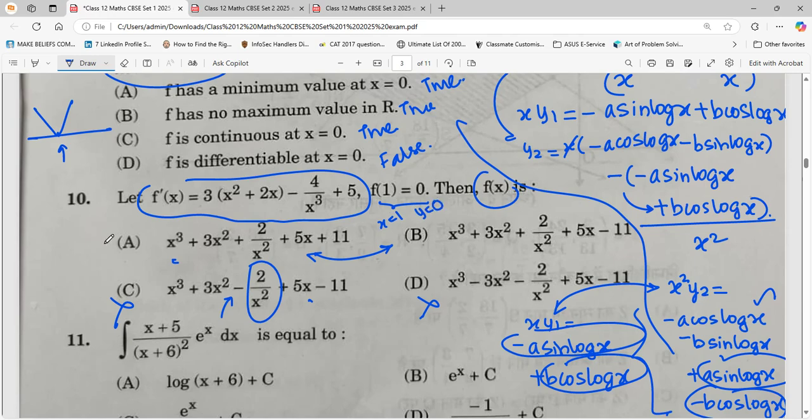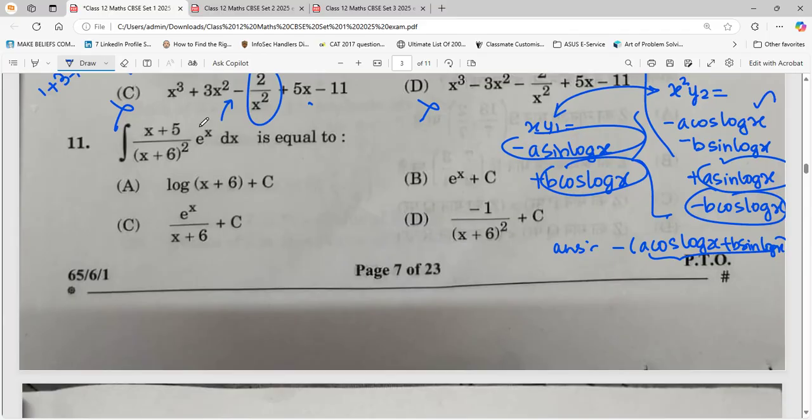So we have 1. So I'm going to go with option A. If option A fails, then option B becomes the answer. So if x is equal to 1, so 1 cube plus 3 plus 2 plus 5 plus 11, that's a lot of pluses. So it is definitely not going to become 0. So option A fails. The answer is option B. So it's going to be what? 1 plus 3 plus 2 plus 5. All that adds up to 11. Minus 11 becomes 0. So the correct answer is option B.